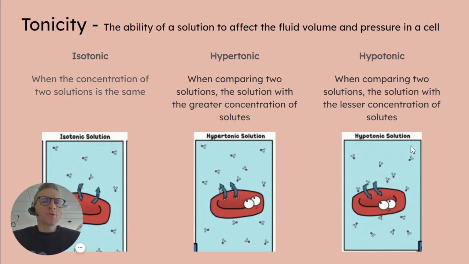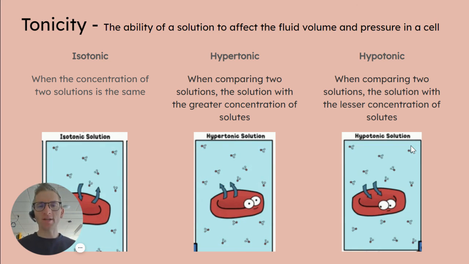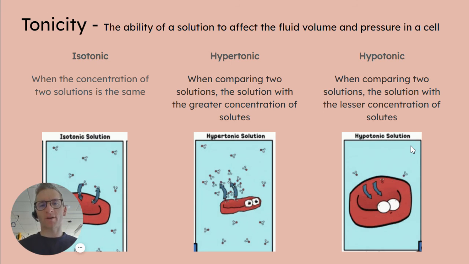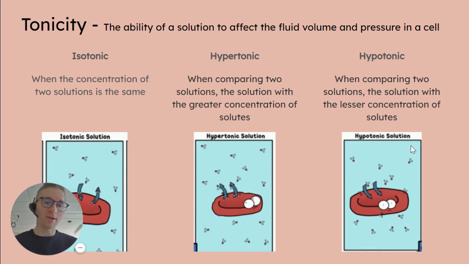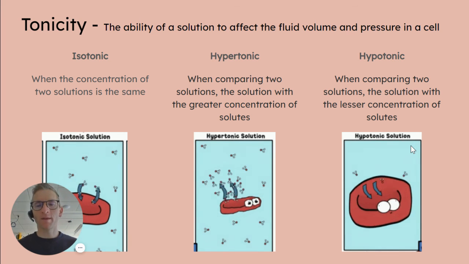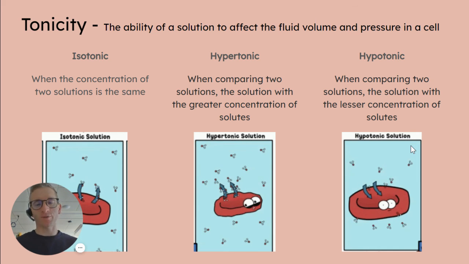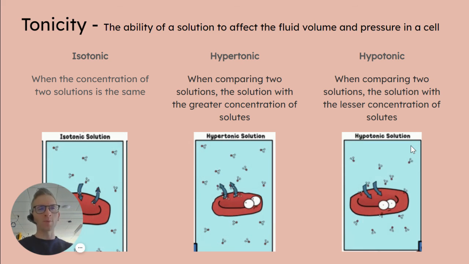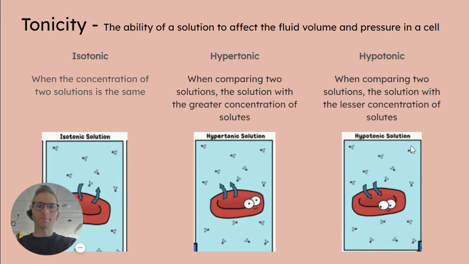Hypertonic solutions, when the solution that the cell is in has more stuff in it, that's hypertonic. That's the solution with the greater concentration of solutes. If we have a cell in a hypertonic solution, the water will escape the cell and shrink. If we have a cell in a hypotonic solution, that means that the solution that the cell is in has lower concentrations of solutes, and therefore water will rush into the cell, maybe even eventually causing the cell to burst.